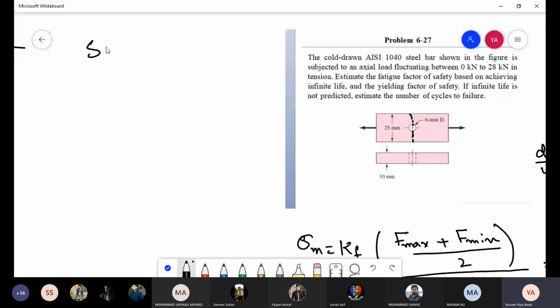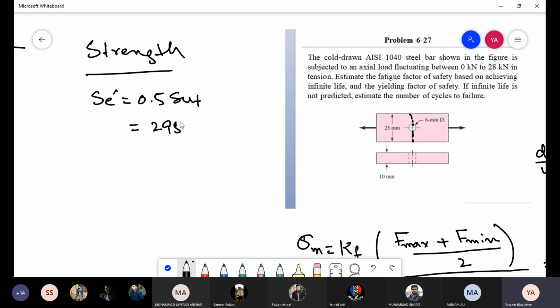So now we need to know the strength. For this, obviously we start with first Se prime equals 0.5 Sut because it is less than 1400 megapascal, so we can use this formula. So that would give you 295 megapascal.